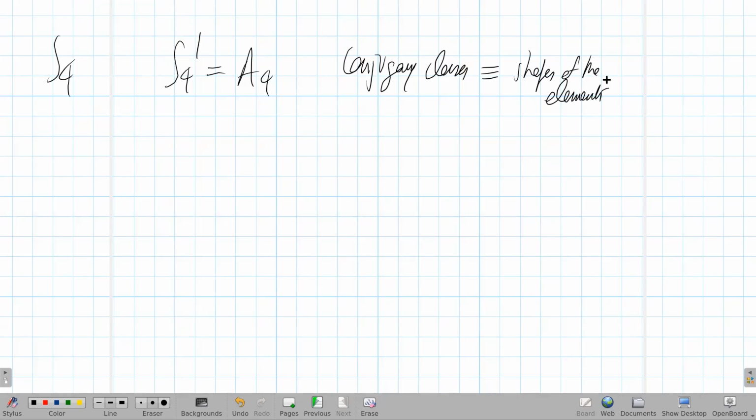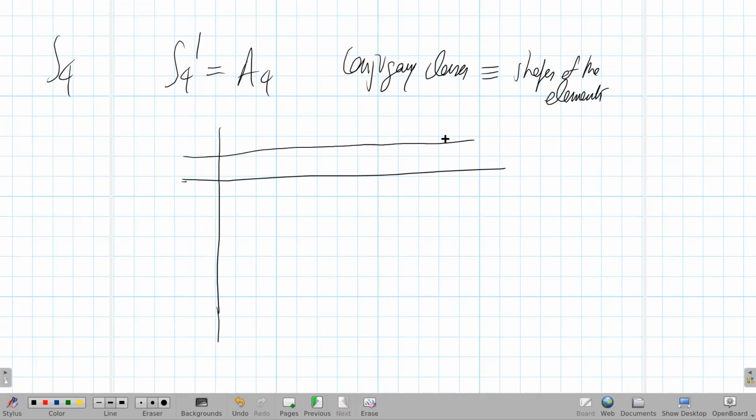Well, there has to be a better name. What do I mean by that? So let's build this character table. Okay, so partitions. Partitions of 4.